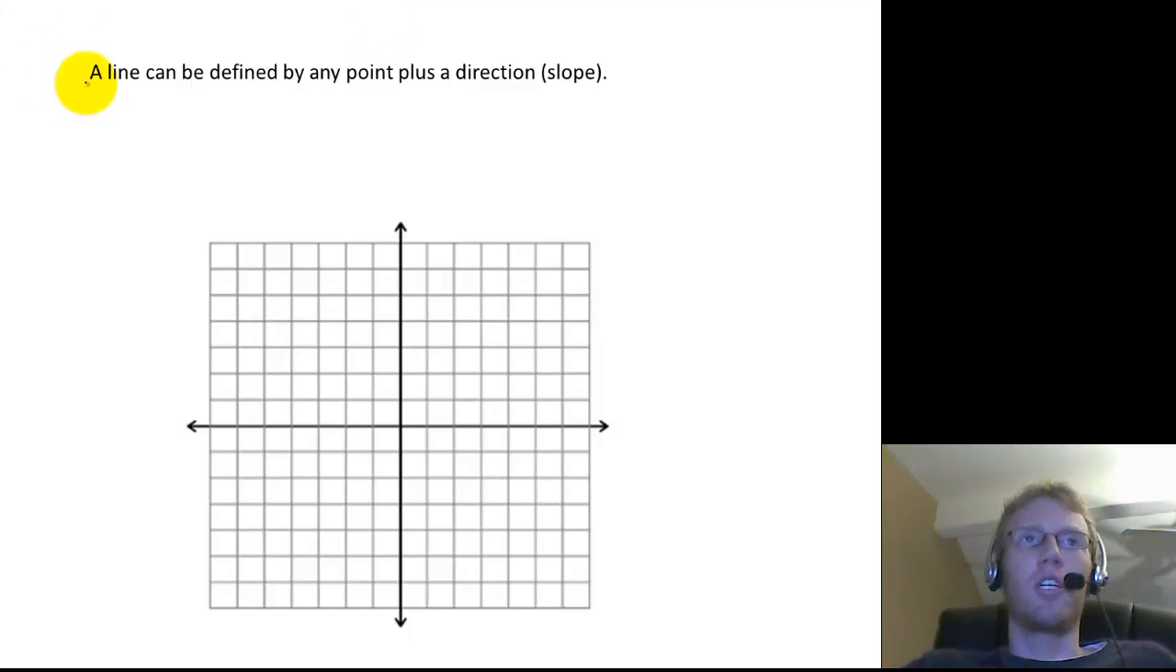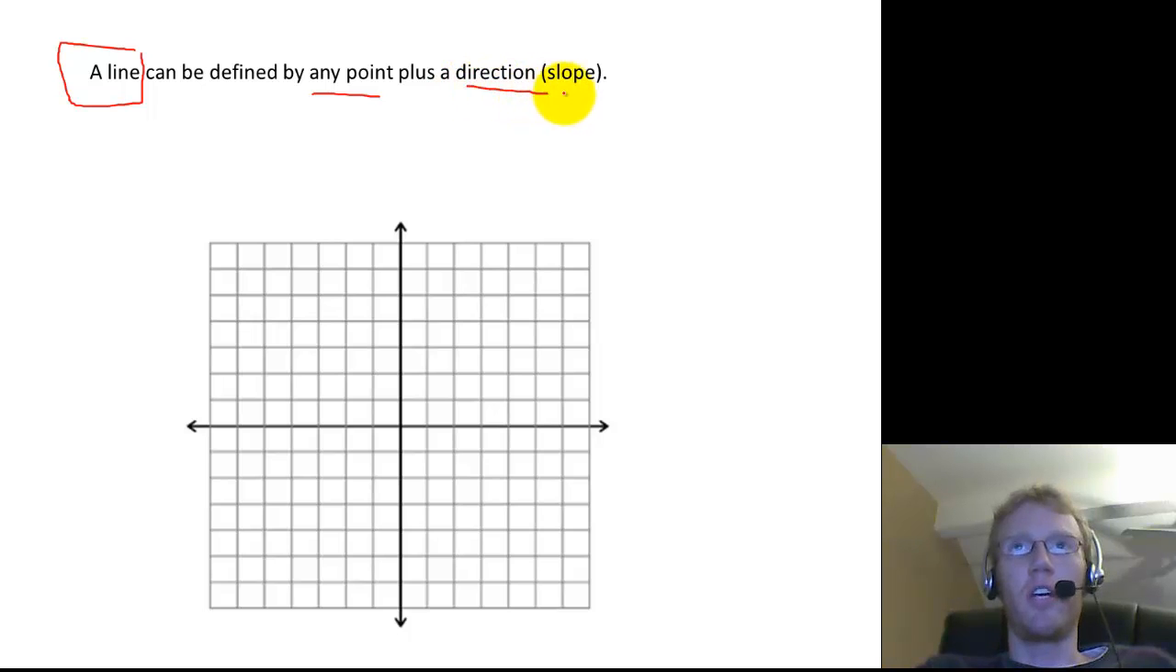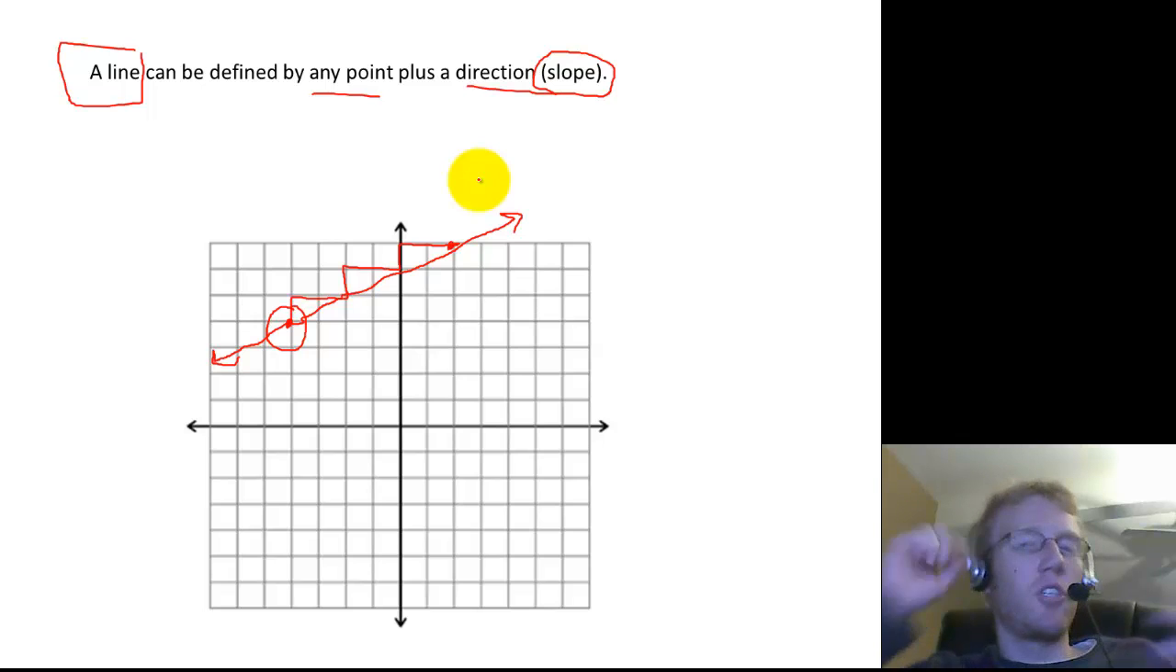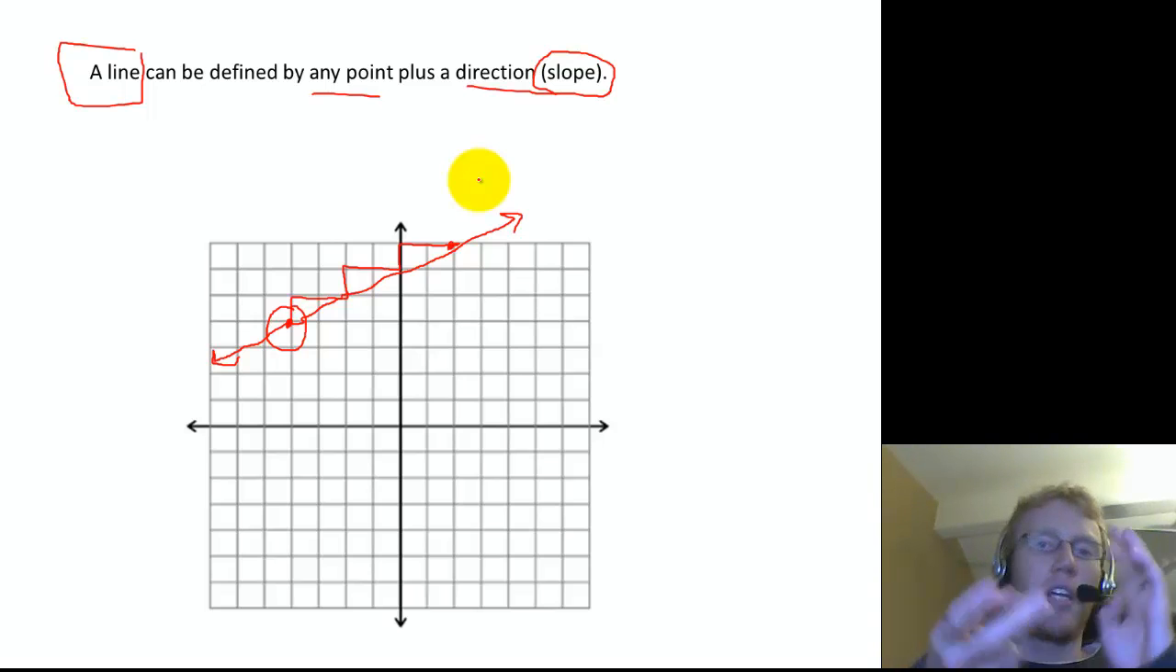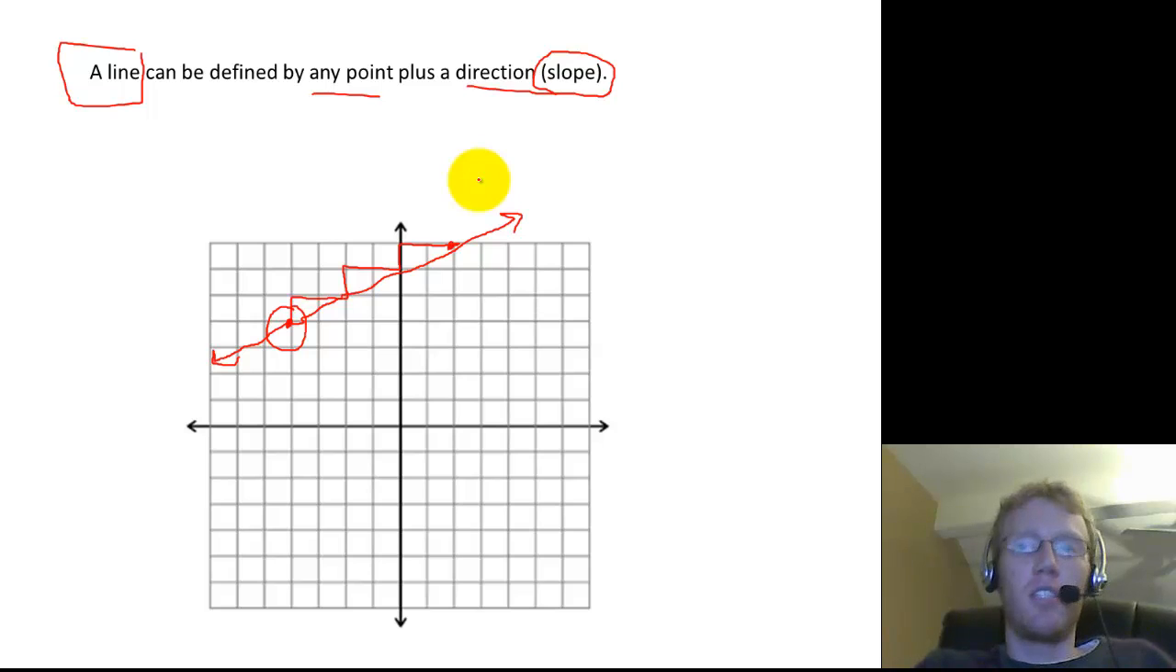Okay, so first just the concept. A line can be defined if you know any point plus the direction. So the direction tells you rise over run, which is slope. So if I say start here at this point and go up 1 over 2, up 1 over 2, up 1 over 2, there's only one line you can draw that has that property of going through this point here and having this certain slope. So I'm just trying to motivate the idea that if you know a point and you know a slope, that guarantees a specific unique line.